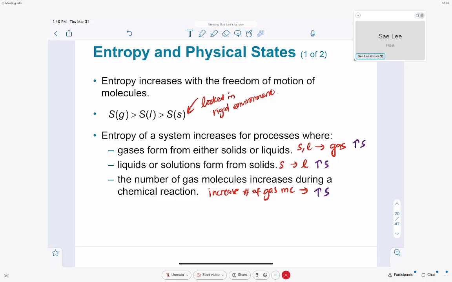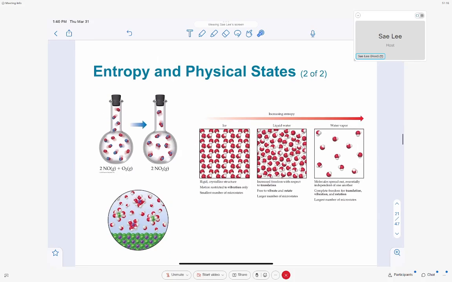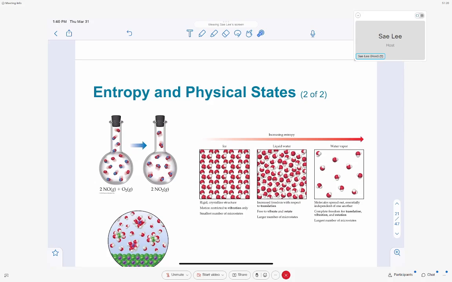Higher entropy, if you increase the number of molecules. And we already discussed why increasing the number of molecules causes higher microstates and higher entropy, right? So let's take a look at this diagram depicting what we just discussed in the previous slide.